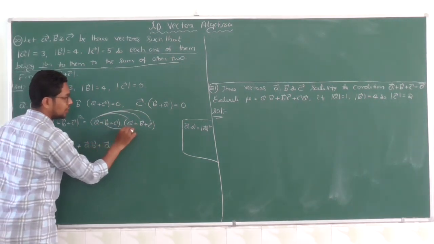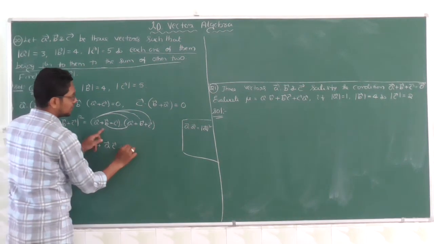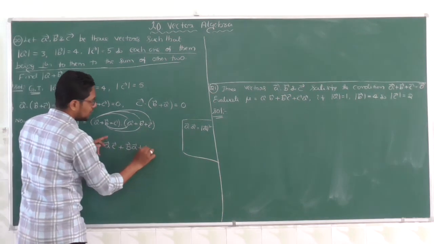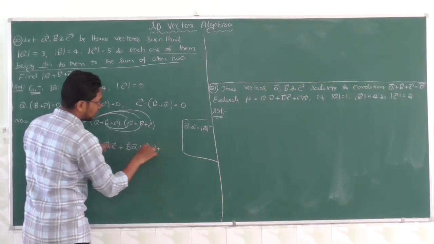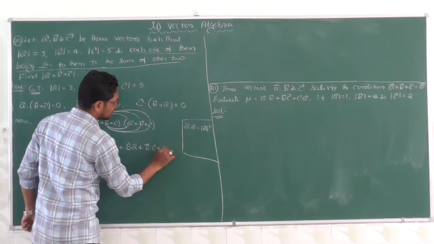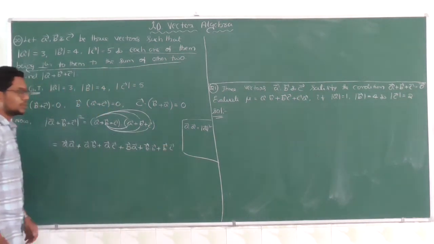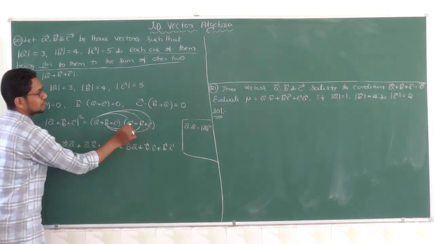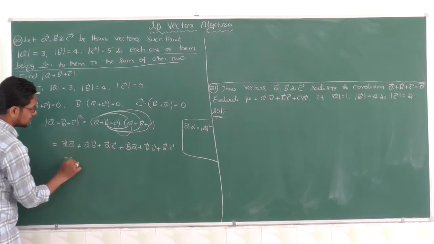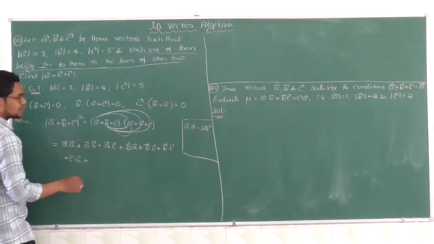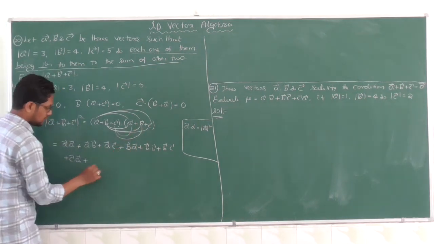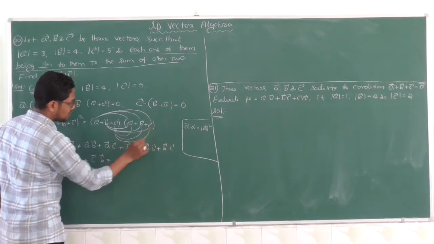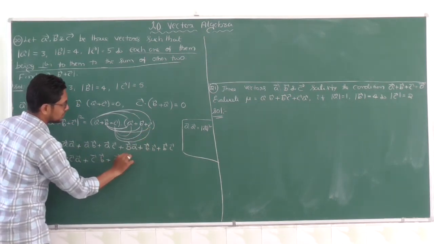Next term: multiply this B vector, then B dot A plus next term B dot B plus next term B dot C. Next term: multiply this C vector, C dot A plus next term C dot B plus next term C dot C.